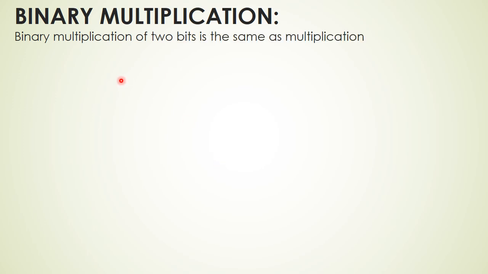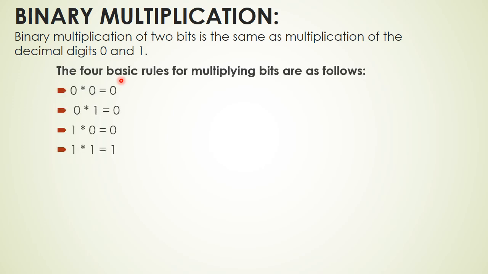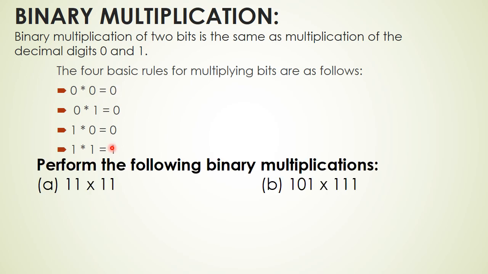Binary multiplication. Binary multiplication of two bits is the same as multiplication of decimal digits. There are four basic rules: 0 times 0 is 0, 0 times 1 is 0, 1 times 0 is 0, 1 times 1 gives me 1. Let us perform these two parts, and I am doing one part.